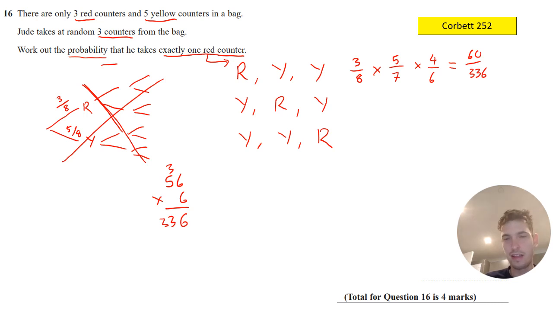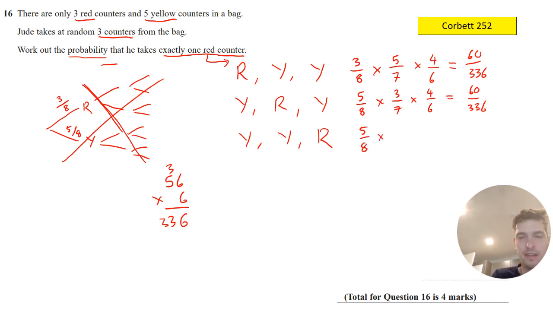Now, let's do the same for the other two. So yellow first, 5 out of 8. Then red, well, there's still 3 red left. And then yellow last, well, I've taken 1 yellow already, so there's 4 left, and then 6 in the bag. And that's going to give me the same probability. Now, how these things work is that I'm always going to get the same probability each time, but let's just check that out. So finally, 5 out of 8, 4 out of 7, 3 out of 6, yeah, it gives me the same probability.